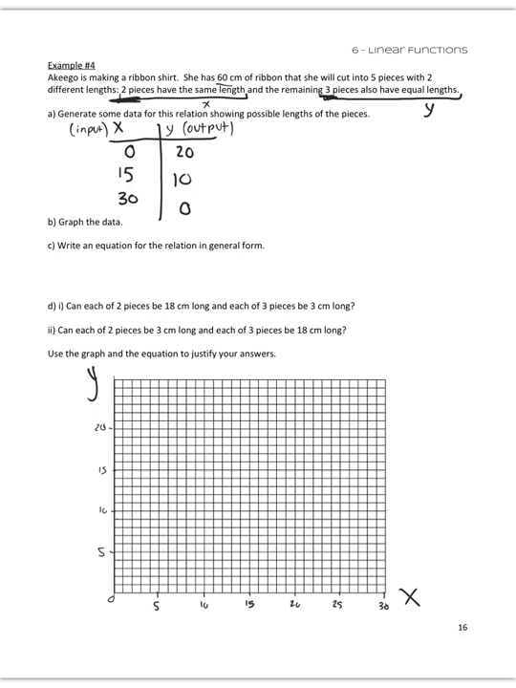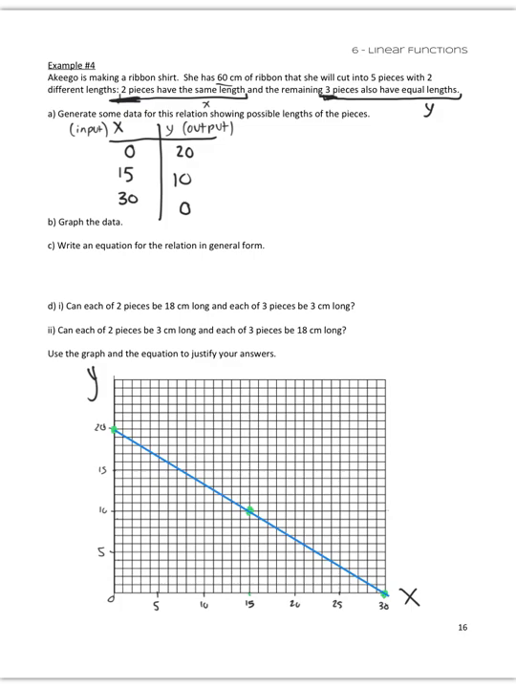Let's graph this data. So x equals 0 and y equals 20. We have x equals 15, y equals 10. Ooh, this is really hard for my eyes to look at. Okay, and 30 and 0. And we're going to connect those with a nice straight line. Now we're going to write an equation for this relation in general form. So we were kind of given this equation in general form to begin with.